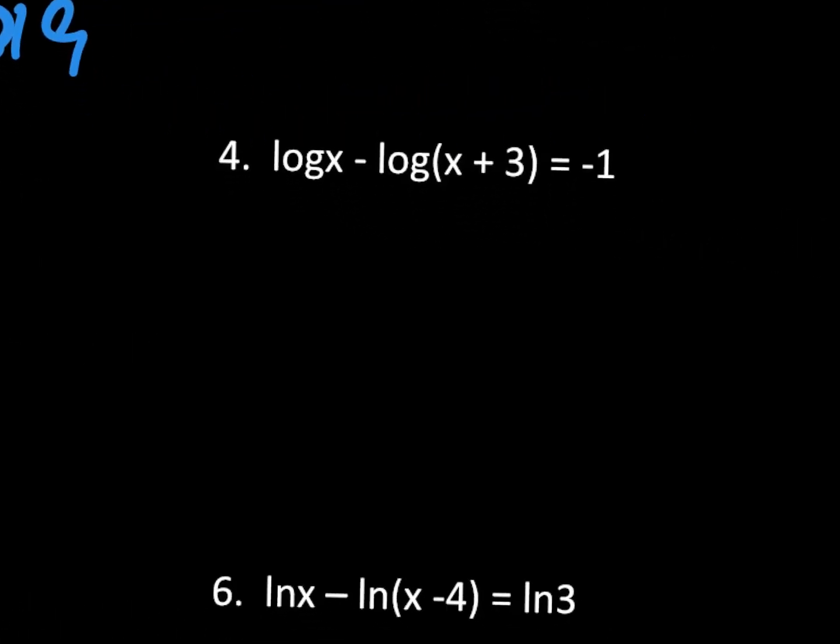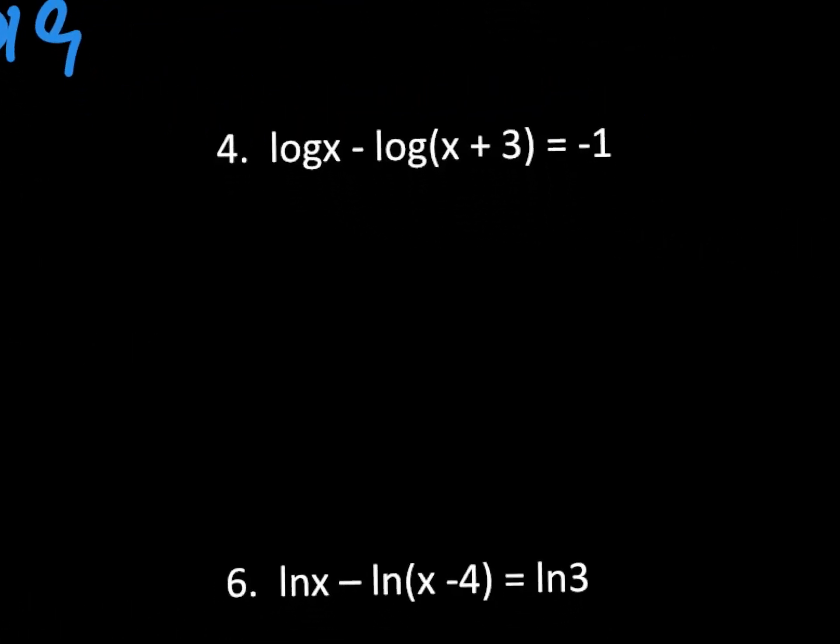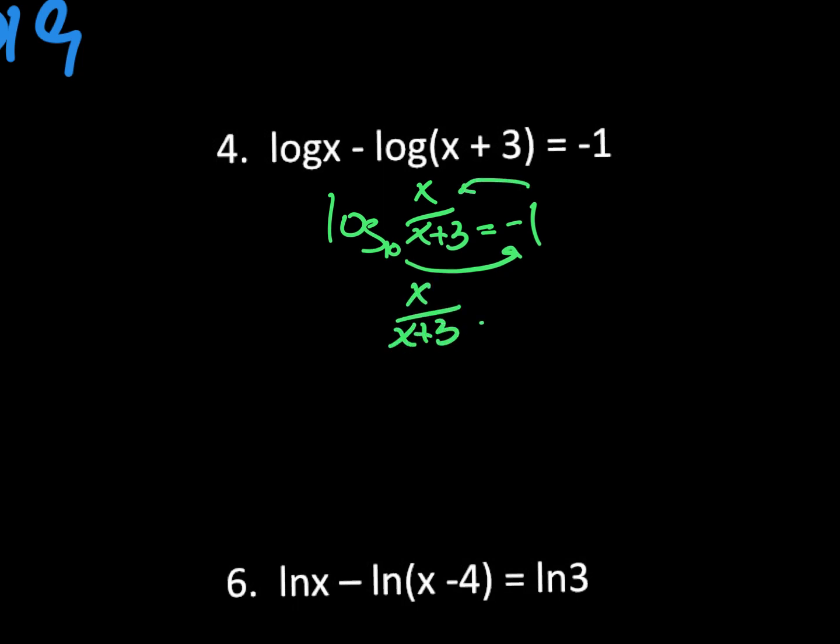Number four has two logs that are subtraction. Remember, when you see subtraction of logs, you actually do division. So I'm going to say log of x over x plus 3 equals negative 1. Because there's no base written there, remember that means it's base 10. It's a common log, base 10. You raise the base to that power, and it equals that. So I'm going to say x over x plus 3 equals 10 to the negative 1. Now, 10 to the negative 1, I'm going to erase this right here. It's really 1/10 because the negative exponent means you flip it.